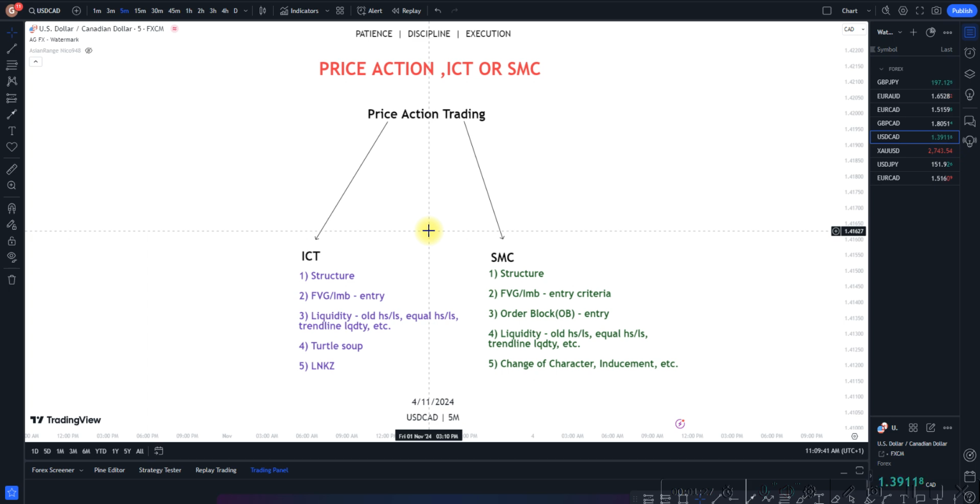So when you say price action trading, it simply means looking at the chart and reading whatever the price is saying, candlestick by candlestick. So you analyze the charts, you look at the charts, you read the charts, and you'll be able to take a decision whether you want to take a buy or a sell.